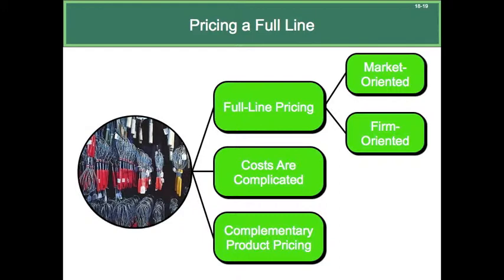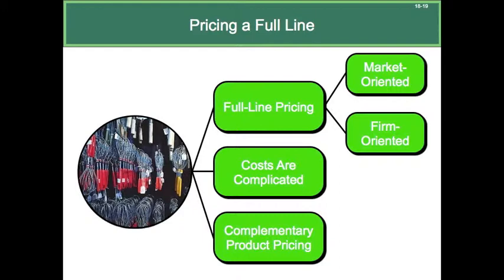In market-oriented pricing, the firm makes a line of products that are all aimed at the same general target market. The difference in price should reasonably reflect the differences in the features for each version of the product. In firm-oriented pricing, the firm makes a line of products where each product serves an entirely different target market, so there doesn't have to be any relationship between the various prices.